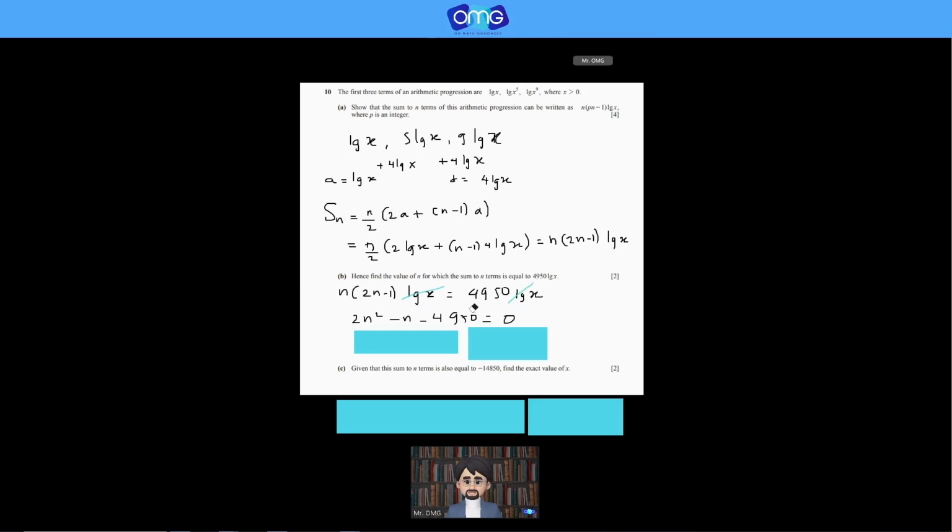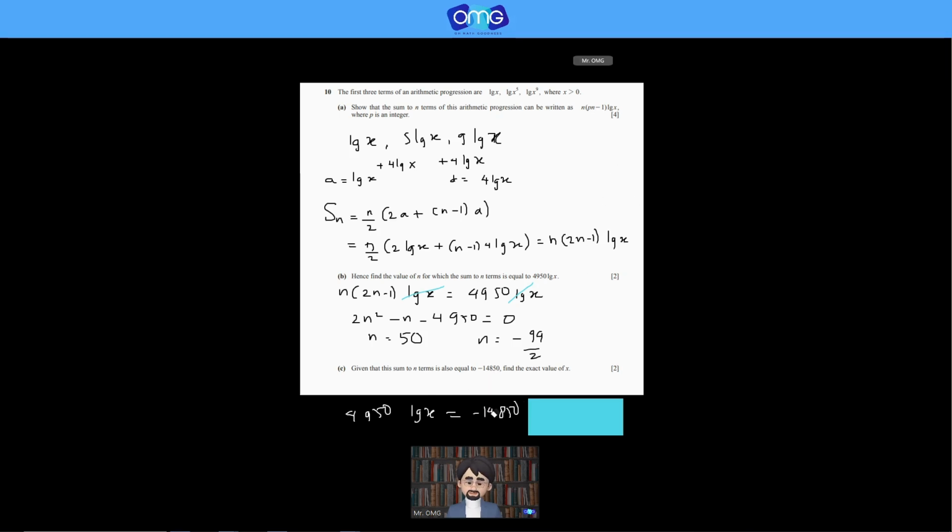So we get 2n squared minus n equals 450, and using a calculator we get n equals 50, and the other is 99 over 2. And from here, part c, given that the sum is also minus 14,850, we know that 450 lg x equals this. When we cross out, this equals minus 3. So x equals 10 to the power of negative 3, and that's the answer.